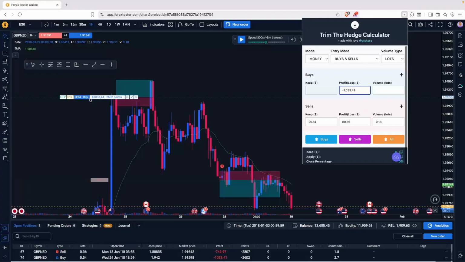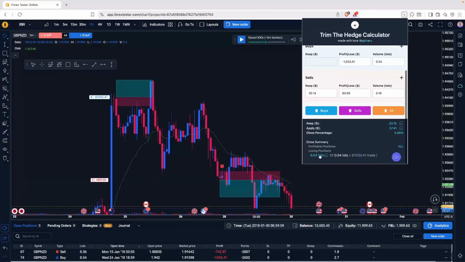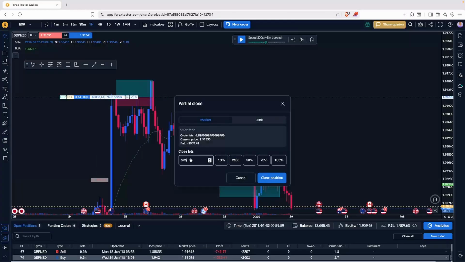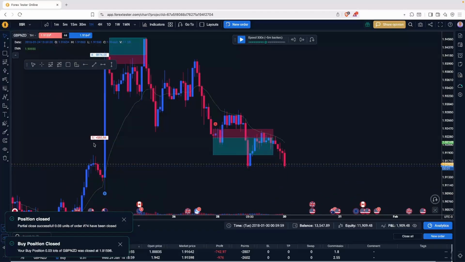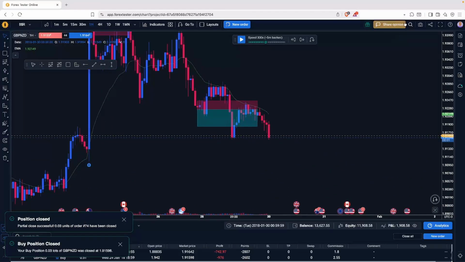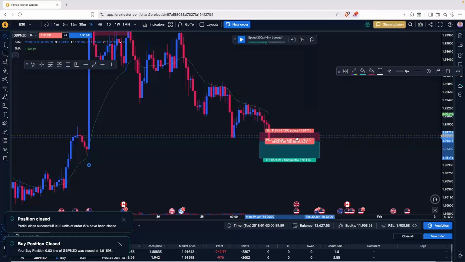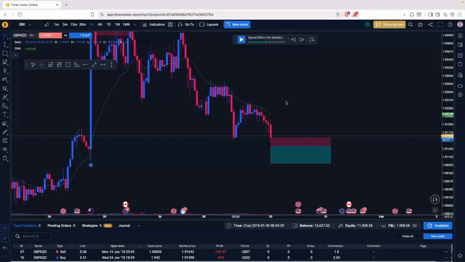Anyway, let's see. This is the buy 0.54. Nice. And you're supposed to be closing 0.03. We close that partially. We close this one fully. Then let's see the delta. The delta is basically just the difference between the volume in the buy and the sells. 0.15. Not bad. So let's do this here.